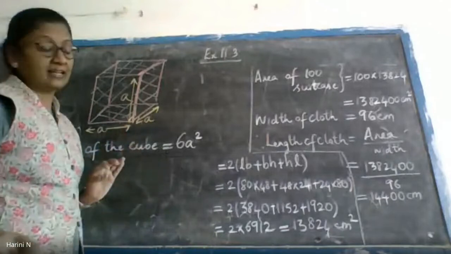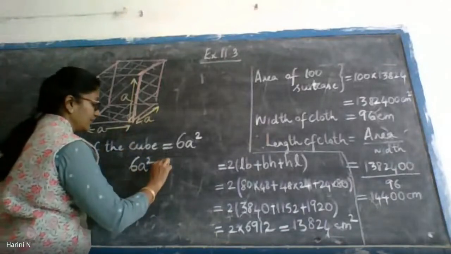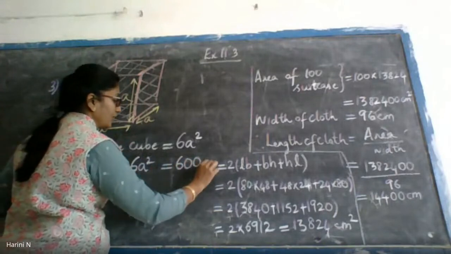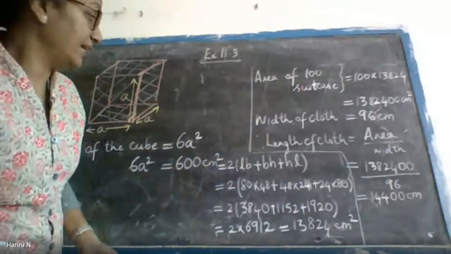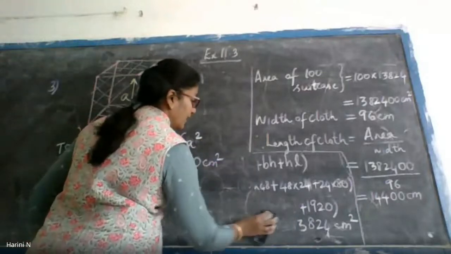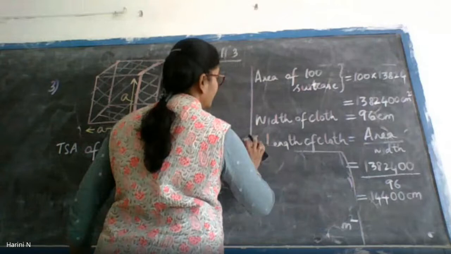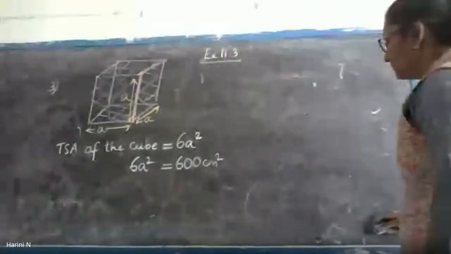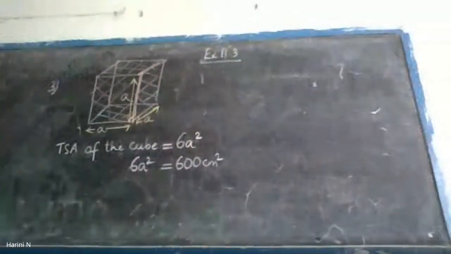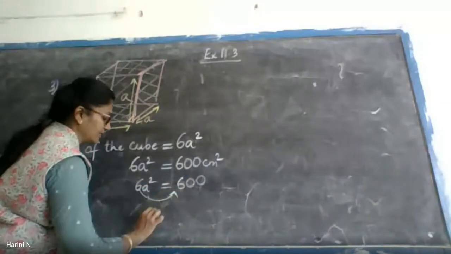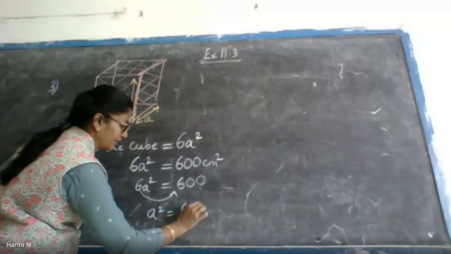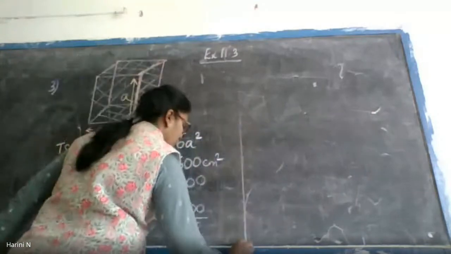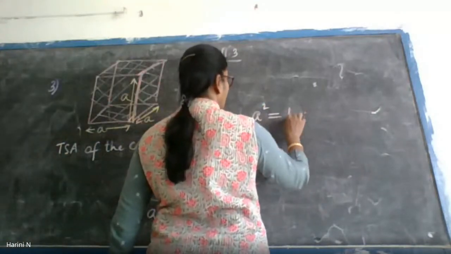Now it is given that this 6A square is equal to 600 centimeters square. So from this simple equation that you have, do you think you can find out the value of the variable which is A? Can you solve that to get the value A? Divided by 6, ma'am. 6A square is 600. First transpose the 6 here, that means the A square will become 600 divided by 6. So that means your A square will become equal to 100.